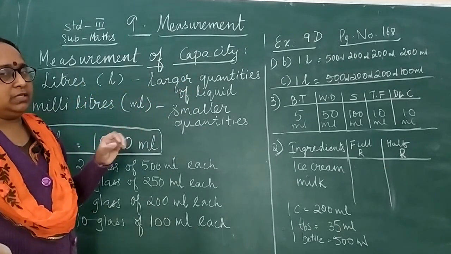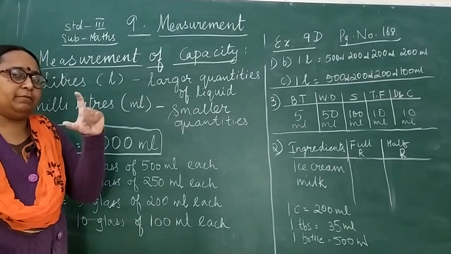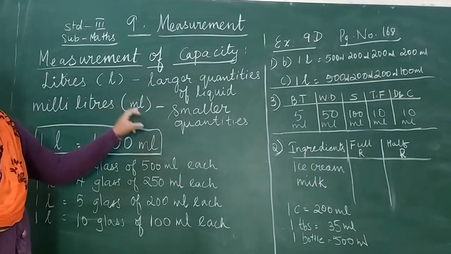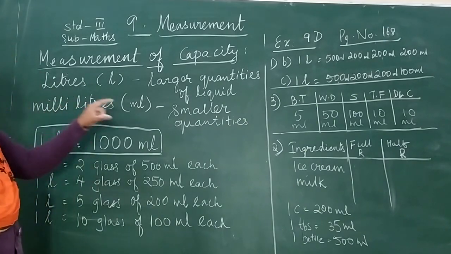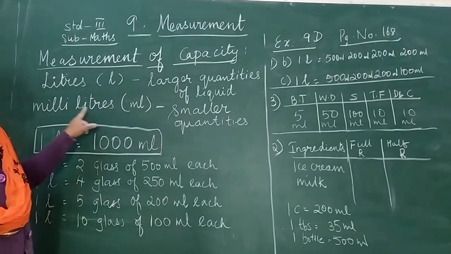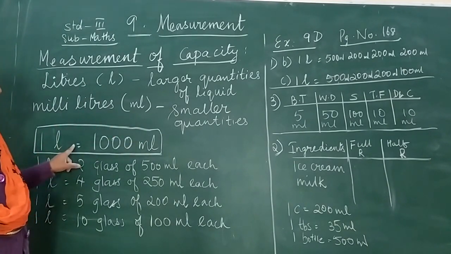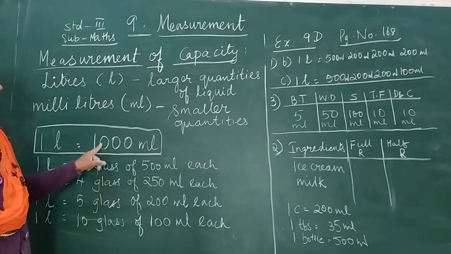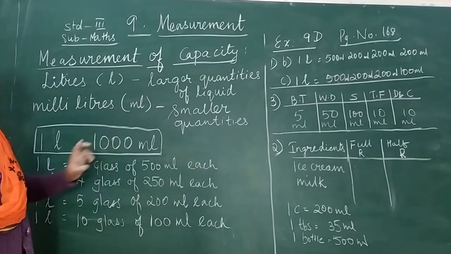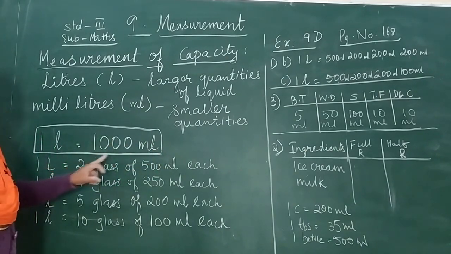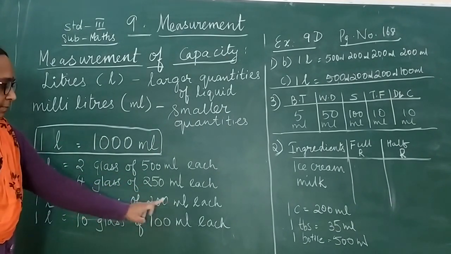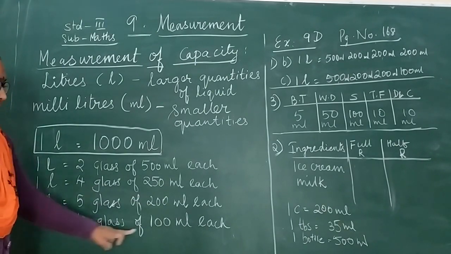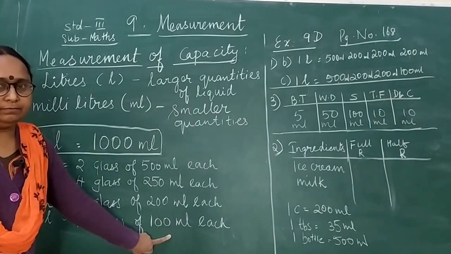And smaller quantities, for example medicines, mostly medicines, they will be in ml, 50 ml, 100 ml bottles they will have. So smaller quantities you measure in milliliters. So 1 liter is equal to 1000 ml. So half a liter is 500 ml, a quarter of a liter is 250 ml, one fifth is 200 ml, one tenth is 100 ml, right.